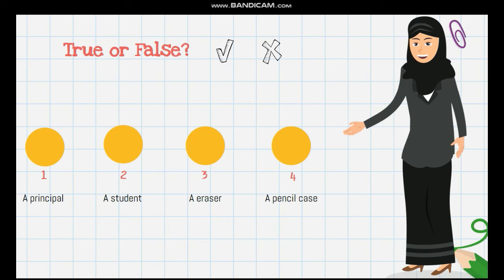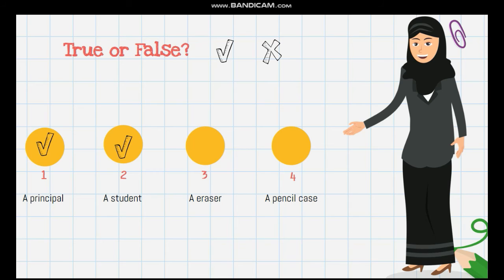Number one, a principal. Is it true or false? Yes, it's true. Principal. The word starts with consonant P and it has a consonant sound. So, a principal is a correct answer. What about number two? A student. Yes, it's true again. A student starts with S. As you know, S is a consonant and it has a consonant sound. A student.